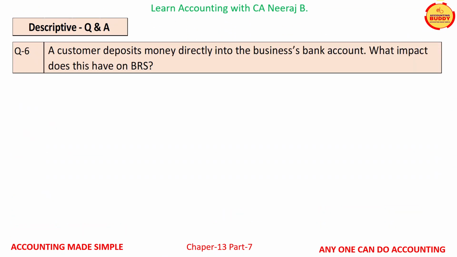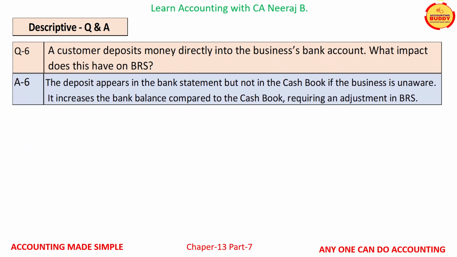Question number 6 is, a customer deposits money directly into the business bank account. What impact does this have on bank reconciliation statement? The answer is, the deposit appears in the bank statement but not in the cash book if the business is unaware. It increases the bank balance compared to cash book, requiring an adjustment in bank reconciliation statement.